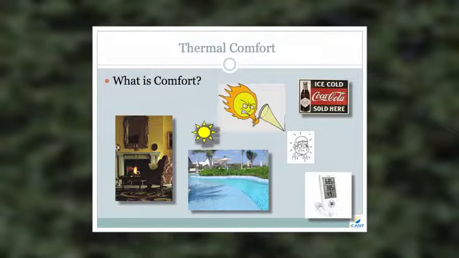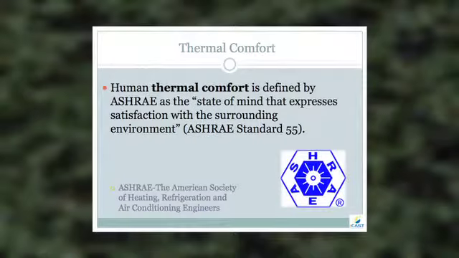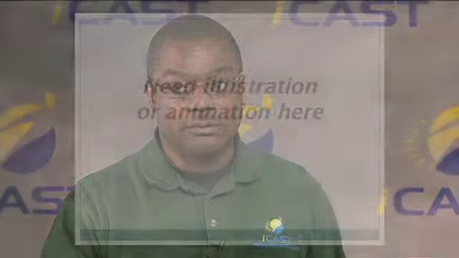So our folks at ASHRAE, the American Society of Heating and Refrigeration and Air Conditioning Engineers, came up with a definition of thermal comfort. Human thermal comfort is defined by ASHRAE as the state of mind that expresses satisfaction with the surrounding environment. Let me translate that into English for you. People think is comfortable what they find comfortable.